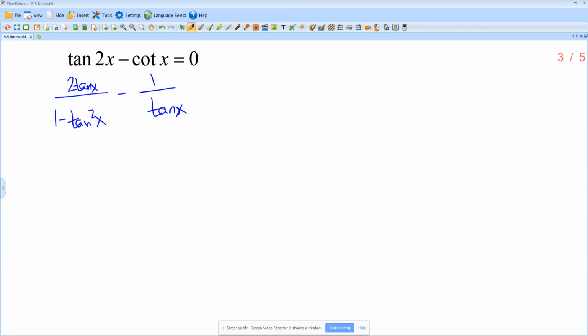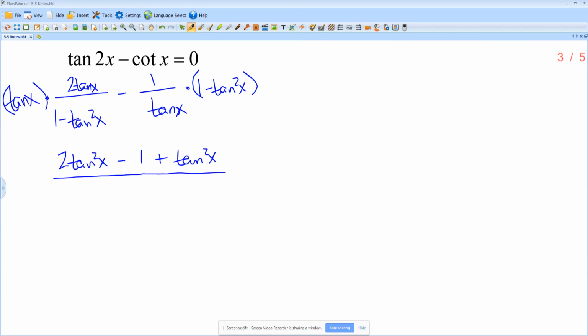So, what we're looking at now is probably trying to get some common denominator so that we could try and simplify this a little bit. On the left, I'm going to multiply by tangent x. On the right, I'm going to multiply by 1 minus tangent squared x. And again, I'm doing this on top and bottom. So I get 2 tangent squared x minus 1 plus tangent squared x over tangent x times 1 minus tangent squared x equaling 0.